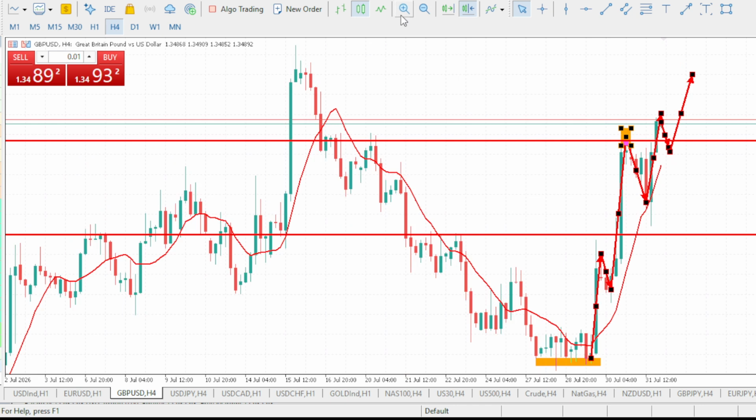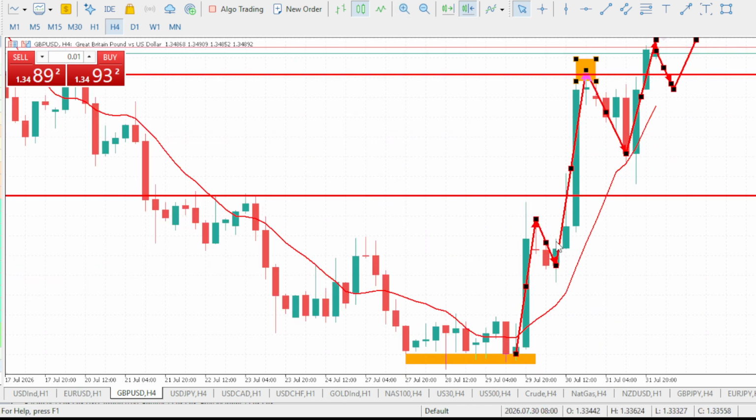So what we can say is that GBPUSD is very much an uptrend move. It is very much the movement to the upside.